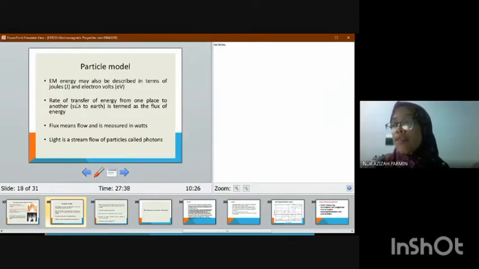So the rate of transfer of energy from one place to another, in this case, daripada sun to earth, termed as the flux of energy. So the flux mean flow and is measured in watts. So macam electrical pun, kalau kamu tengok electrical yang dekat rumah, so measure dalam watt, kilowatt, okay? Light is a stream flow of particle called photon, okay?